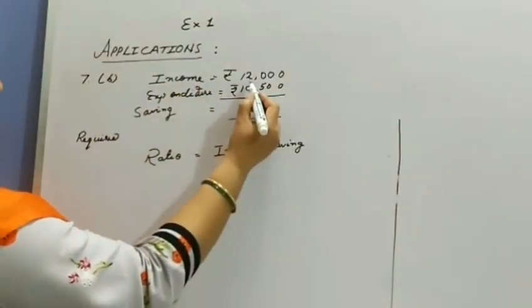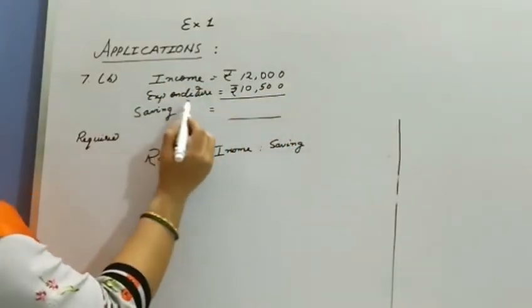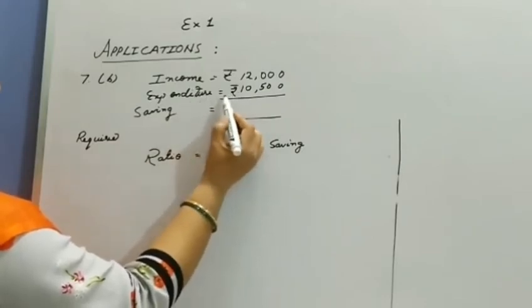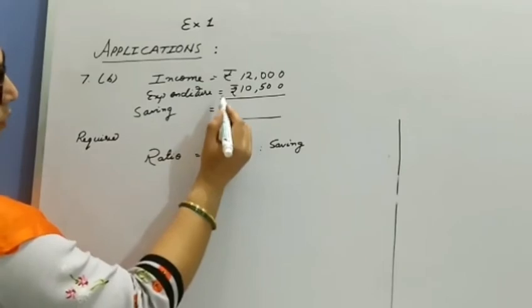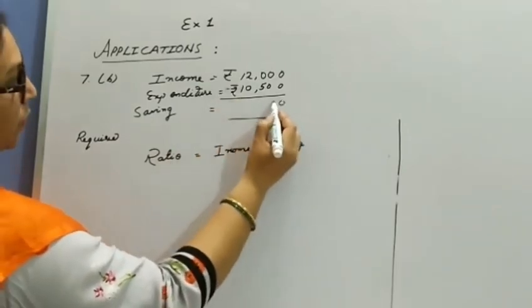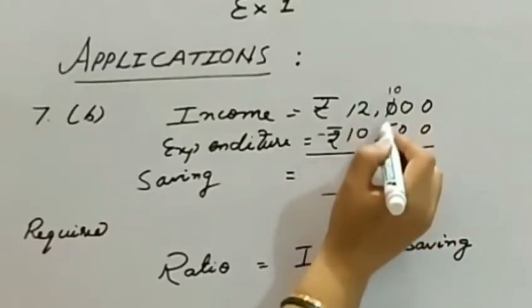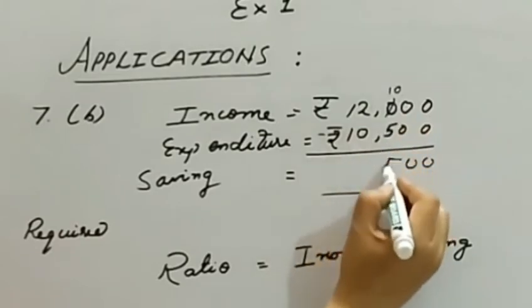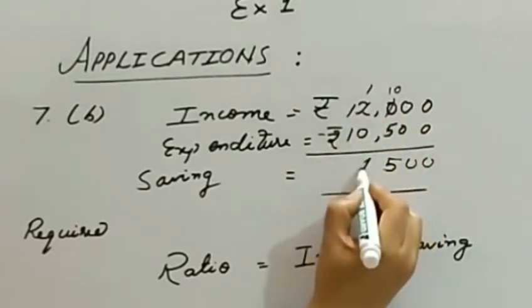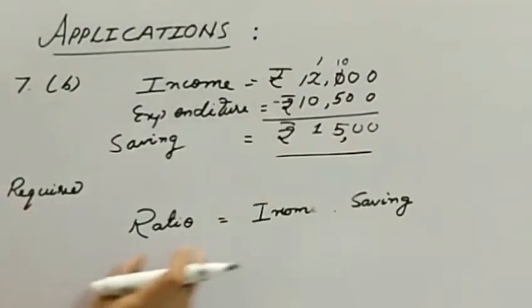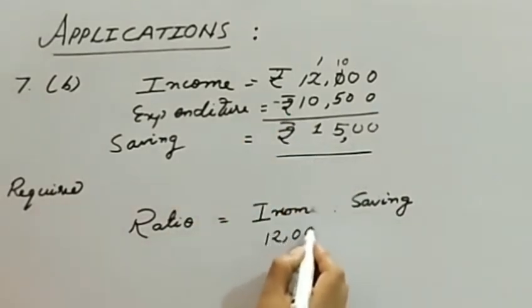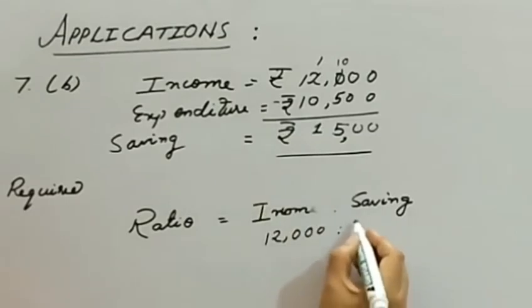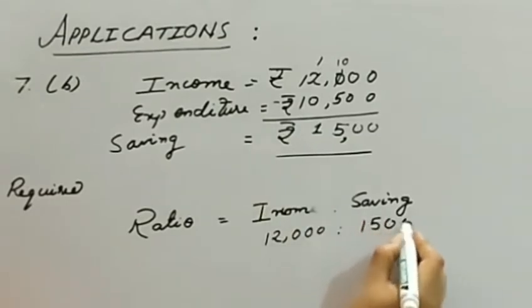Income rupees 12,000, expenditure, means spending, rupees 10,500. Therefore saving is the difference of the two. When you subtract, it becomes 0, 0. 0 will borrow, so it becomes 10 minus 5, 5. Here is 1. Now the required ratio is income is to saving. Income is 12,000 is to saving is 1,500.